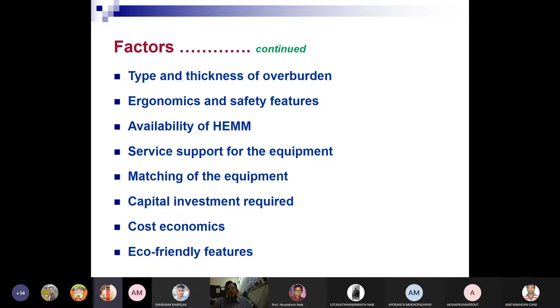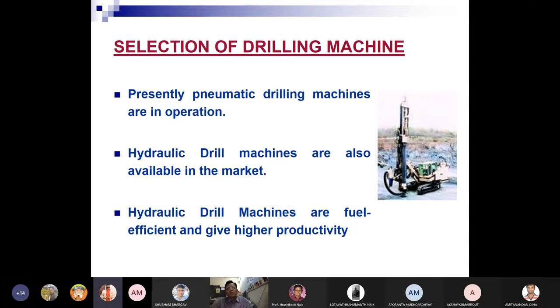Not only that, there are certain other factors also, like type and thickness of the overburden you are going to handle, ergonomics and safety features of the mining equipment, availability of heavy earth moving equipment in the market, service support for the equipment after purchasing the equipment. There should be proper service support, matching of the dumpers, capital investment required, how much money is necessary for the purchase of the equipment, cost economics, you have to calculate the profit or loss of the mine, eco-friendly features should be taken into consideration while selecting the heavy earth-moving machineries. Suppose you are going to select the drill machine.